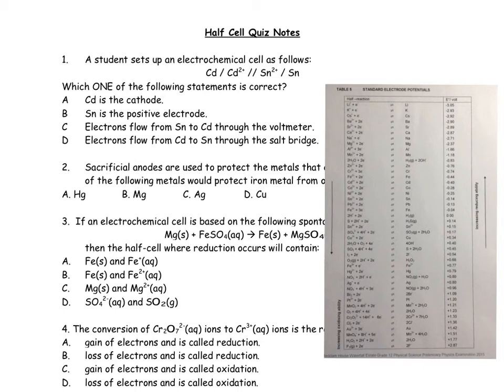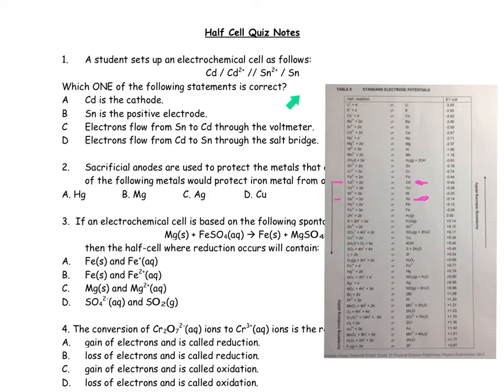A student sets up the following electrochemical cell, and we've got cadmium and we've got tin in there. So let's just take a look. There's cadmium, and if I'm looking for tin, it's over there. So if I wanted a spontaneous reaction, I would be going backwards over cadmium and forwards over tin. So the cadmium, as it says here, solid becomes cadmium 2 plus, and tin 2 plus becomes tin metal.